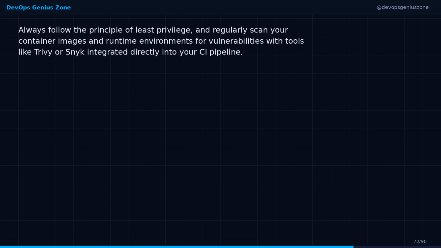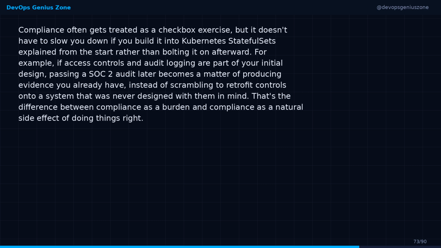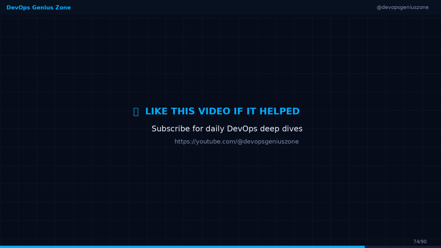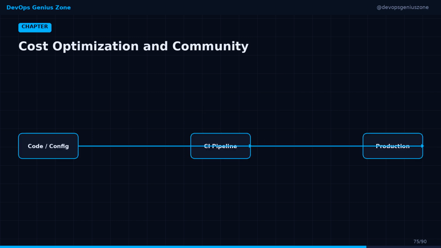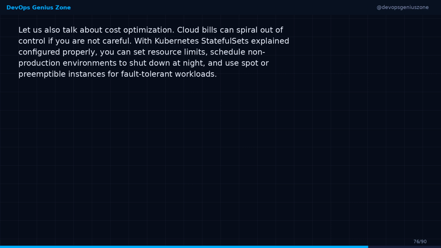Compliance often gets treated as a checkbox exercise, but it doesn't have to slow you down if you build it into Kubernetes StatefulSets explained from the start rather than bolting it on afterward. For example, if access controls and audit logging are part of your initial design, passing a SOC 2 audit later becomes a matter of producing evidence you already have, instead of scrambling to retrofit controls onto a system that was never designed with them in mind. That's the difference between compliance as a burden and compliance as a natural side effect of doing things right.